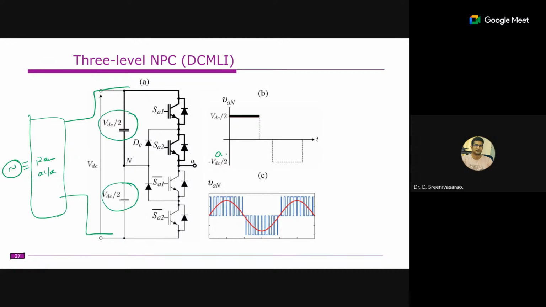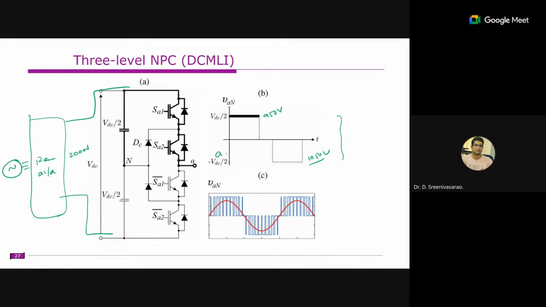So let us assume this voltage is 2000 volts. These two DC links are supposed to be 1000 and 1000. If it is not 1000, let us assume some deviation is there. Let us assume this is 950 volts and this will be 1050 volts. If this deviation is there, the waveform has some DC offset, right? And sometimes what happens is that this capacitor will be fully charged and this capacitor will be undercharged.